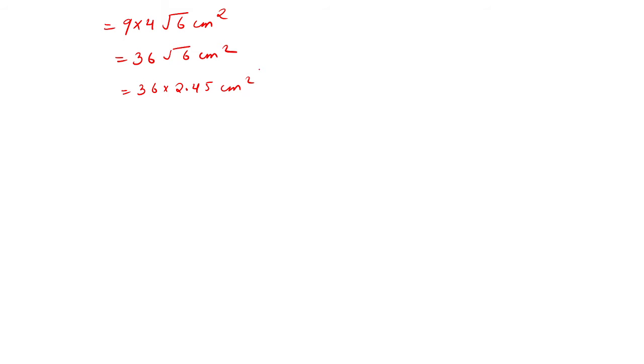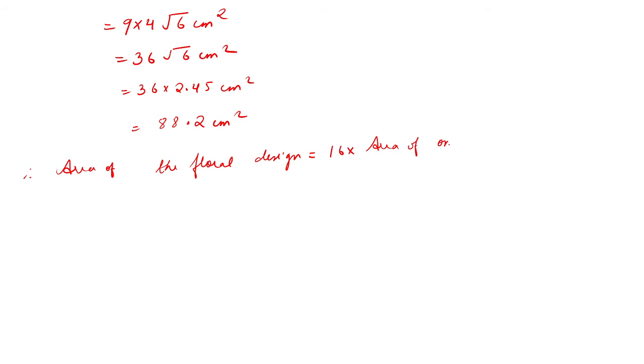Clear? Okay, refer to the previous video of how I found out the value of 8 root 6. So 26 into 2.45 will give you 88.2 centimeter square. Therefore, the area of the floral design is equal to 16 into area of one triangle. So what did we get for area of one triangle?